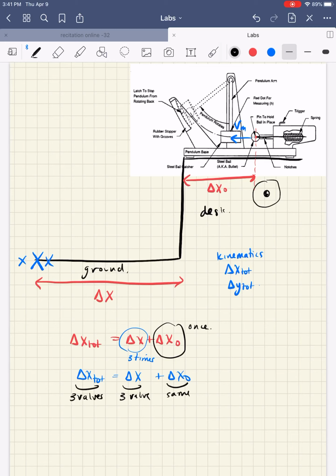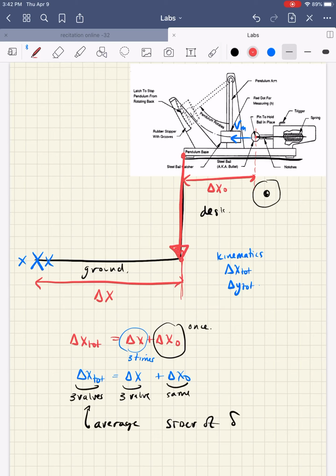In that way, you'll get three values of delta X total, which you'll then average and calculate the standard deviation of the mean, or the uncertainty of, and report that, showing those calculations in the lab. So Tyler would have measured from the edge here to the edge. And then we have this little pendulum bob that hangs down from the base. It's a mass on a string, and it points to the location right here on the floor.